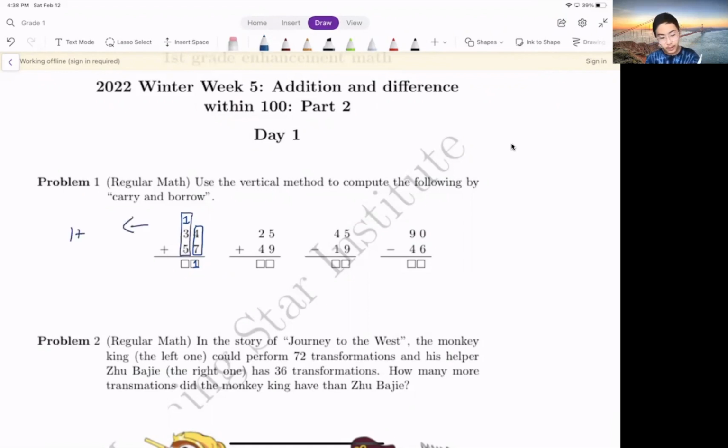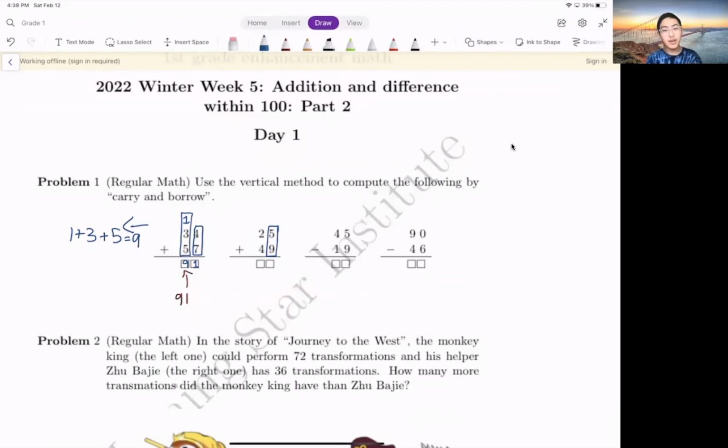1 plus 3 plus 5 equals 9. So this left box should now be 9. So the answer for number 1 should be 91. Problem 2. Let's do 5 plus 9 first, because we always start from the right first.